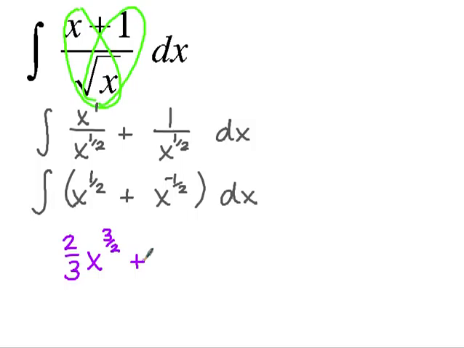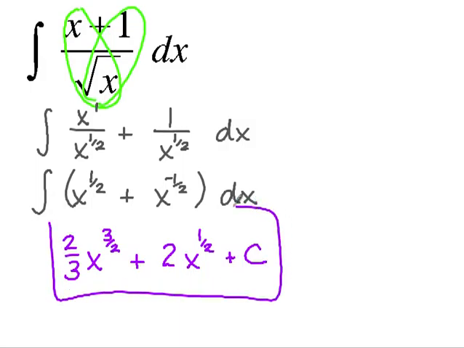Now I'm going to add 1 to the negative 1/2. If you take negative 1/2 and add 1, you should get 1/2. So you multiply by 2 over 1, which is the same as multiplying by 2. Okay, questions?